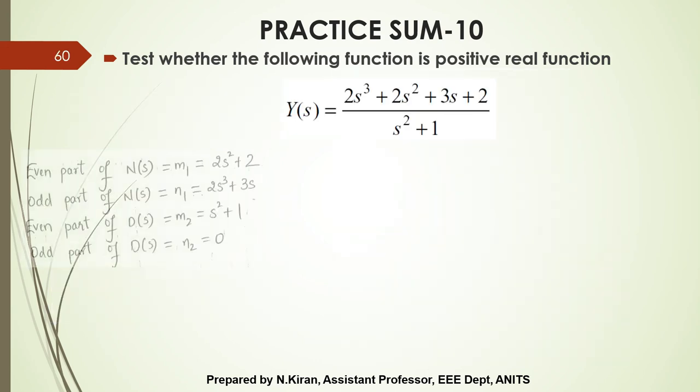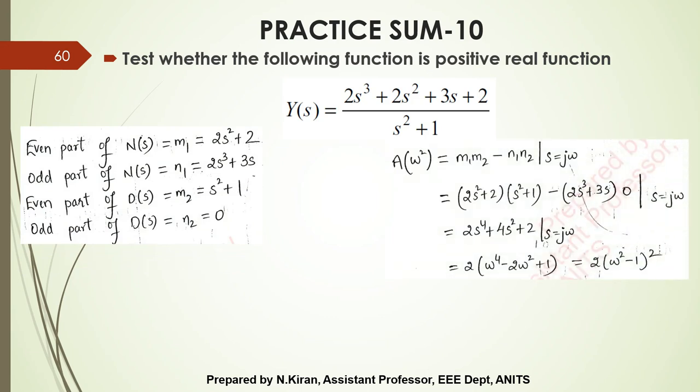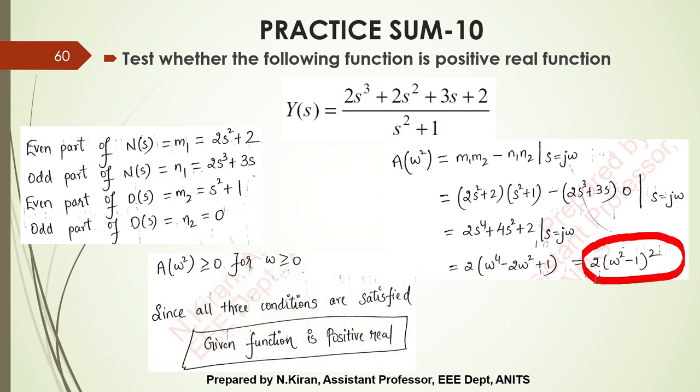The third condition, I'll check m1 m2 minus n1 n2 and substitute s equal to j omega. In this case I obtained 2 into omega square minus 1 whole square. Okay. So here also the condition is satisfied. All the three conditions are satisfied, so the given function is a positive real function.